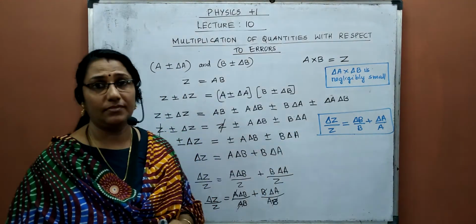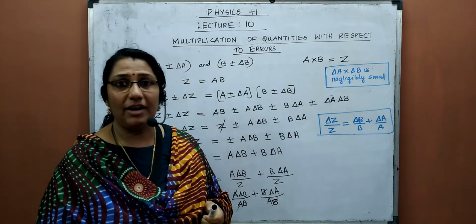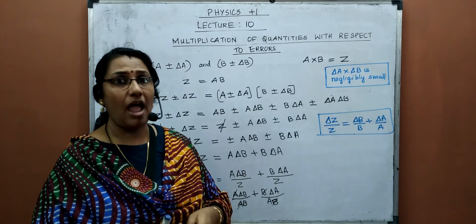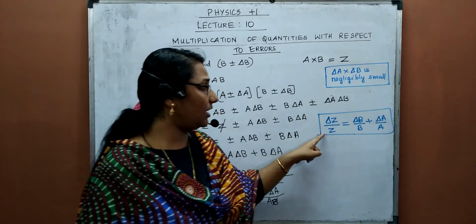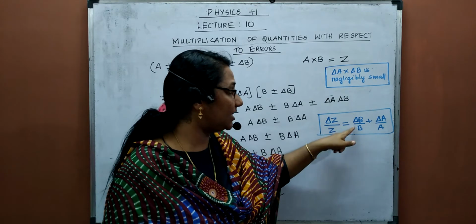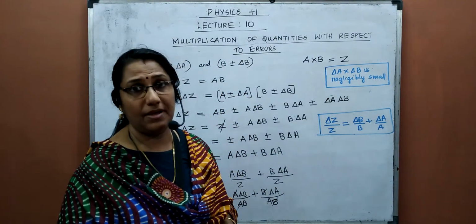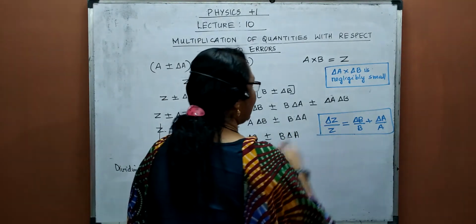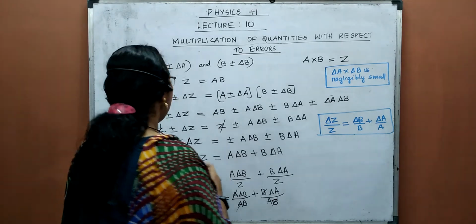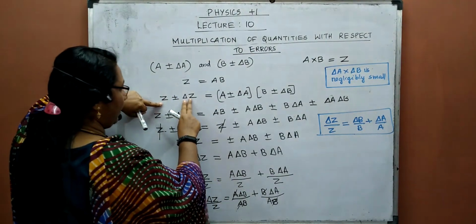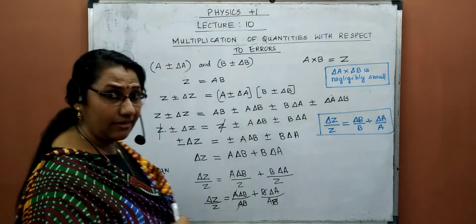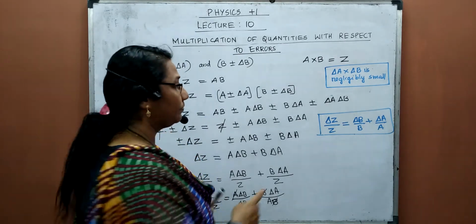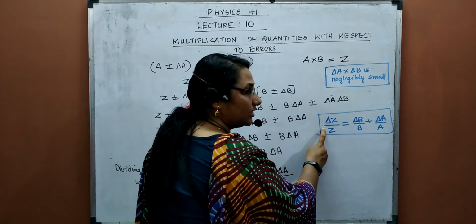What is this equation? When we multiply two quantities A and B to form the product Z, we had got an equation like this: delta Z by Z is equal to delta B by B plus delta A by A. It means that this is the fractional error of Z, that is, Z is the product. This is the error. Error by the true value, or the number, is called the fractional or relative error. So this is the relative error of the product Z.